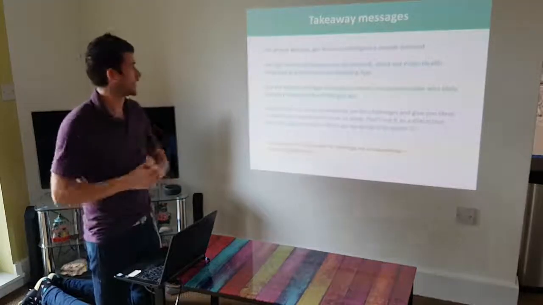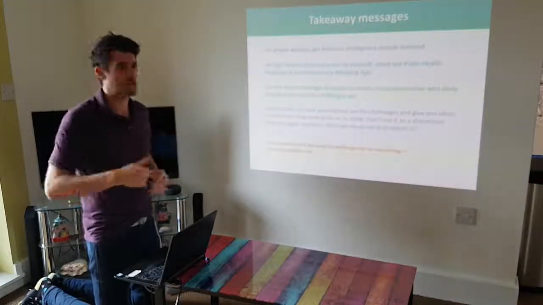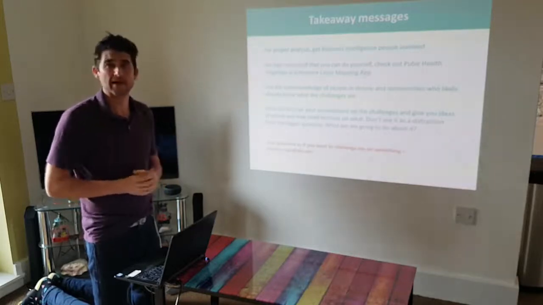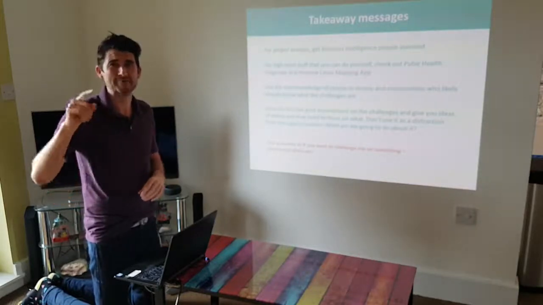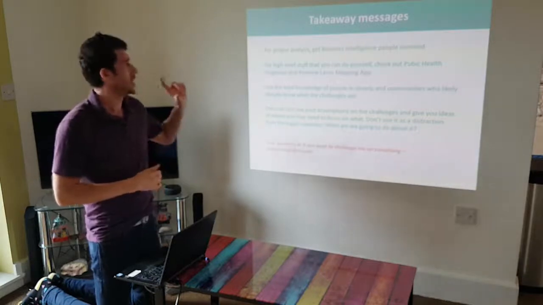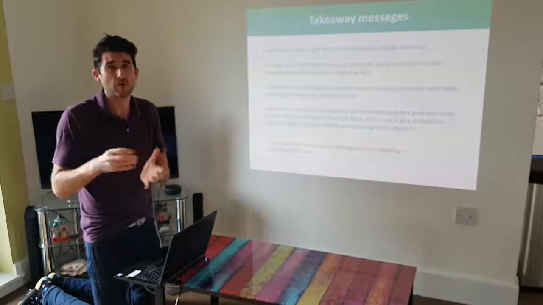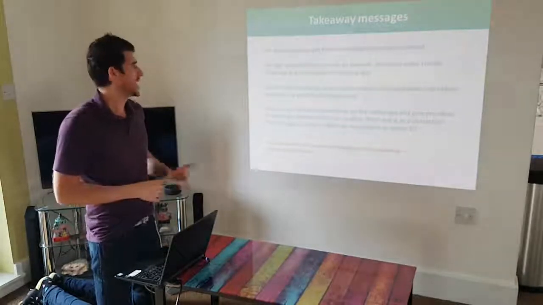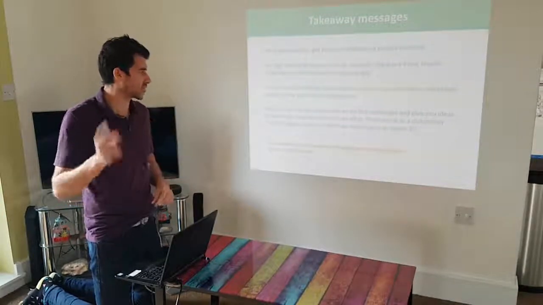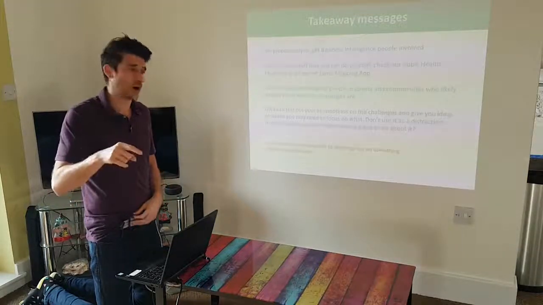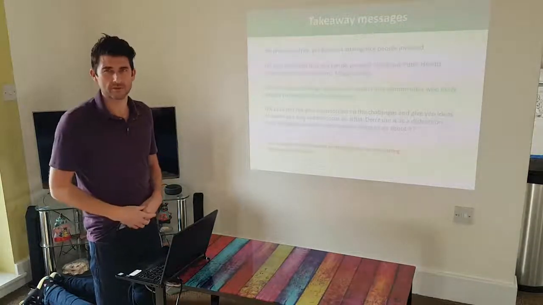Takeaway messages finally. For proper analysis, get BI people involved. For high level stuff you can do yourself, check out the Pennine Lights mapping app, which is a great tool. Use the local knowledge of the people in the streets and communities who probably already know what the challenges are anyway, and then use data to test your assumptions and maybe help you. Don't use it as a distraction from the bigger question, what are we actually going to do about it?